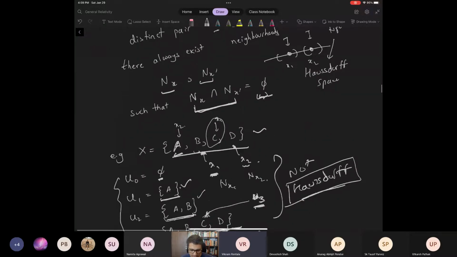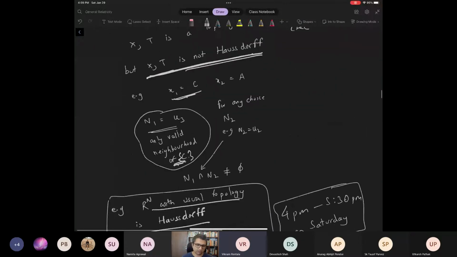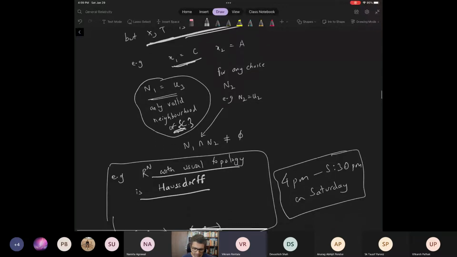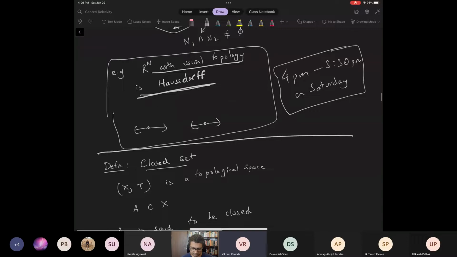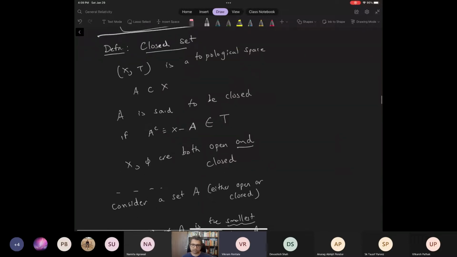In practice, all the spaces that we'll talk about will be Hausdorff, and so Rn with the usual topology is Hausdorff. So let's continue this discussion of topological spaces.